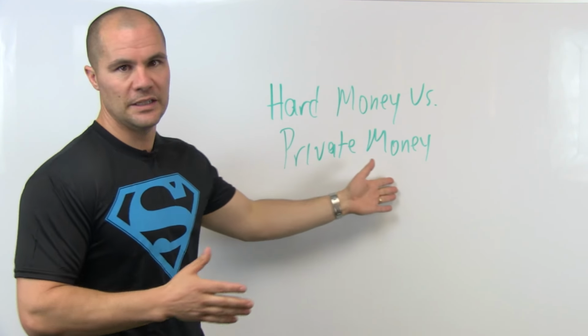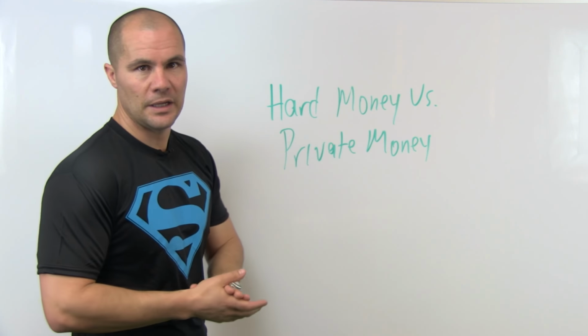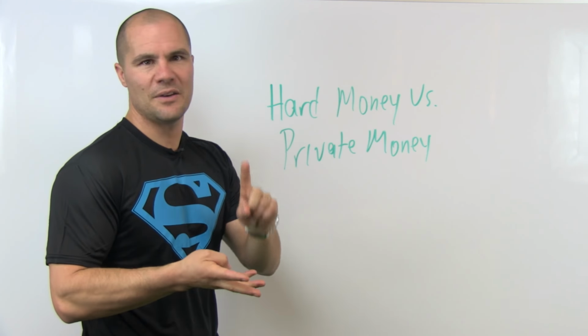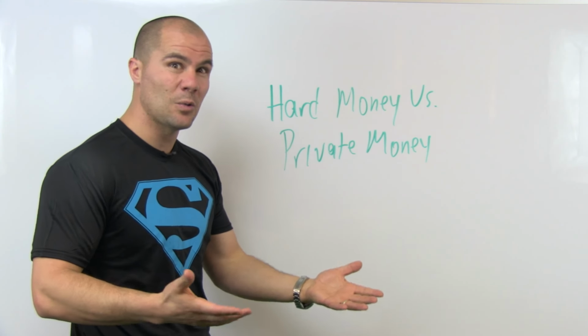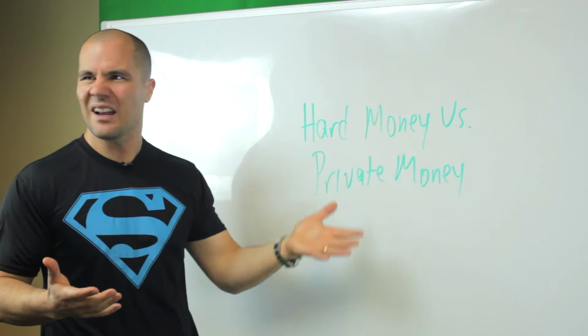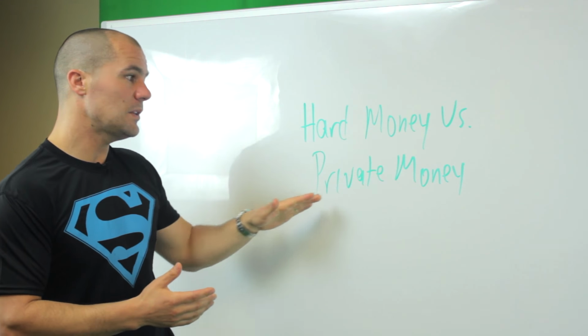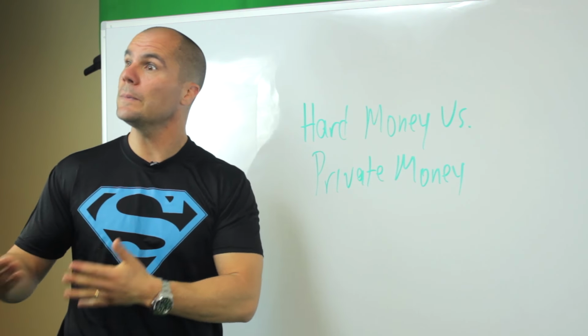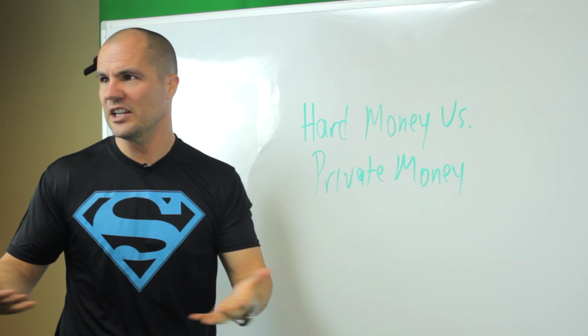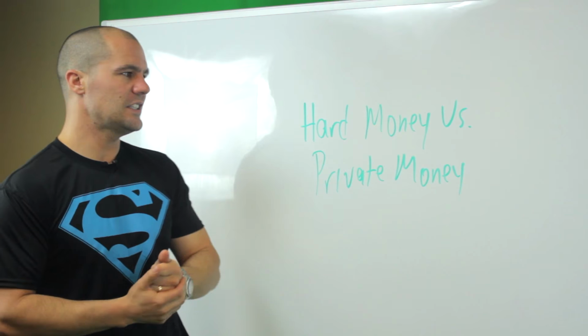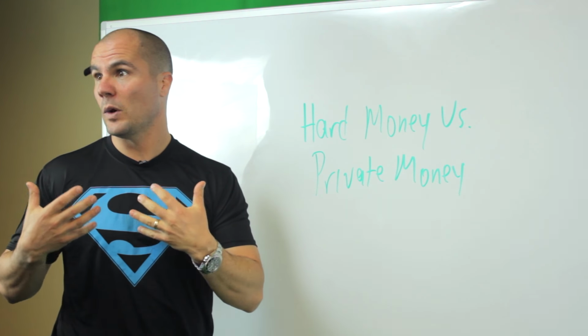Now, how's private money different? Both hard money and private money have interest rates. Sometimes they have points, sometimes they have fees. Usually you're looking at the same loan to value, equity position as hard money. There's not a lot of differences that way. Oftentimes you can get private money for cheaper than hard money, which is one of the benefits, but that's not necessarily a distinction, right?